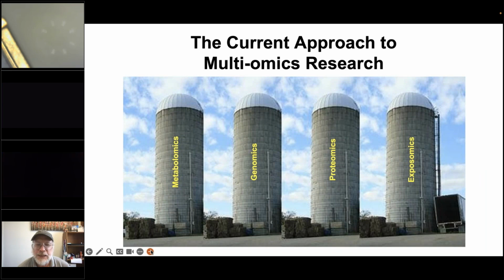Now, one of the problems with analyzing omics data is that we tend to work in silos. Metabolomics people use metabolomics data and metabolomics software and publish in metabolomics journals. People doing genomics use DNA sequencing, use specialized DNA analysis software and publish in genomics journals. The same is true with proteomics and exposomics. And none of them really are talking to each other.